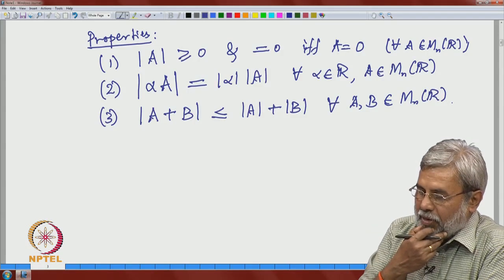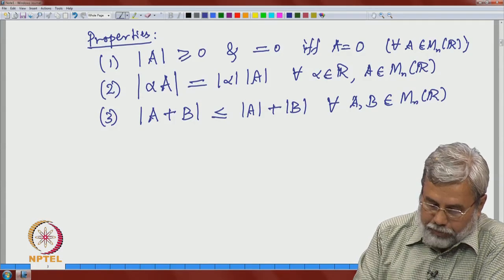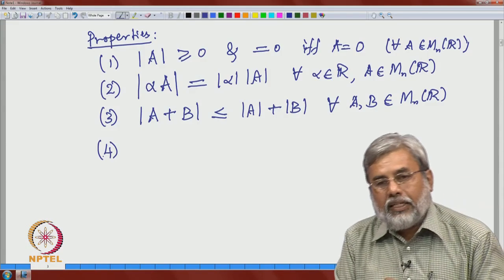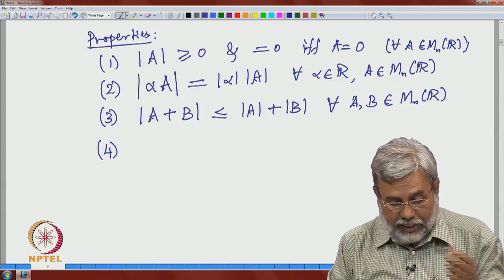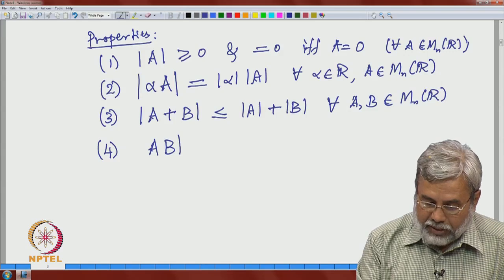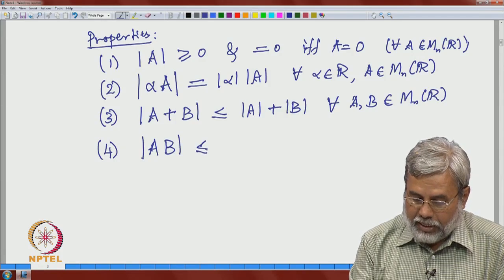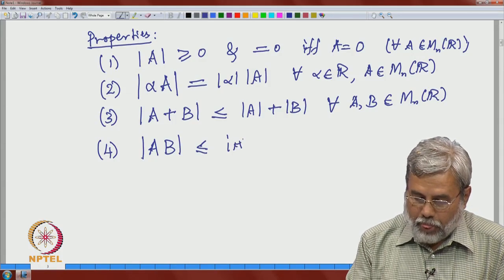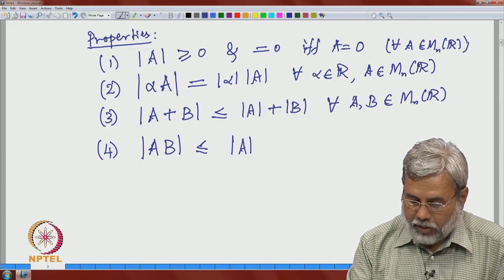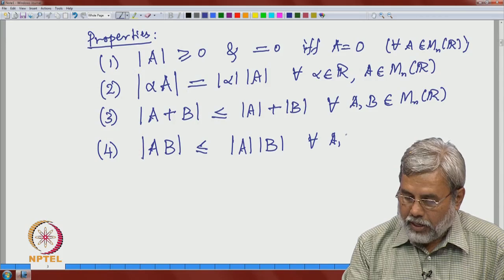You already know that Mn(R) itself is a vector space over the real numbers. It is more than that, since we also have the concept of matrix multiplication. In the case of vectors we did not have this. If A and B are two matrices, we also have the product of those two matrices, which is again a matrix, and this is an important property of this matrix norm, for all A, B in Mn(R).